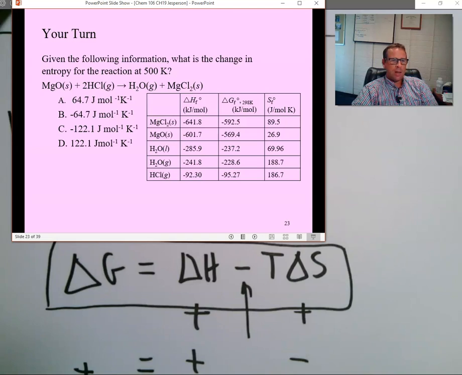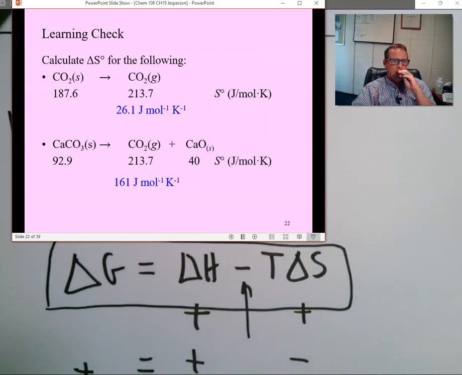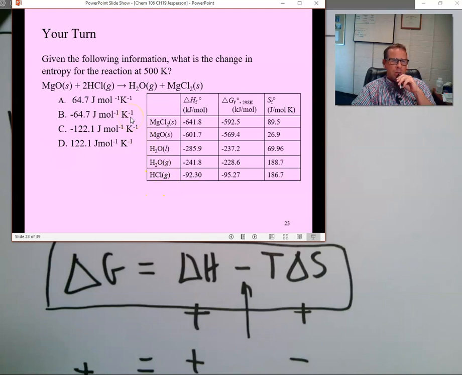Now, can we identify the entropy for this reaction at 500 Kelvin? So here, on this one here, our answers were 161 joules per mole per Kelvin. Here, our answers, let's see, at 500 Kelvin, it shouldn't be joules per mole per Kelvin. It should be just joules per mole. So we shouldn't have this Kelvin in here. But we can answer this reaction the same way, looking at the magnesium chloride.